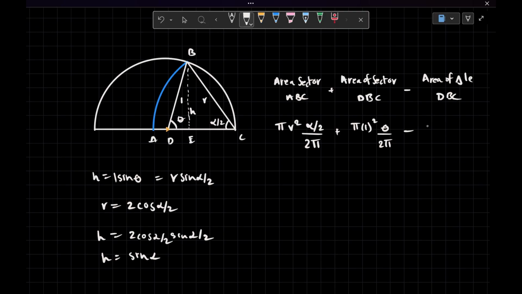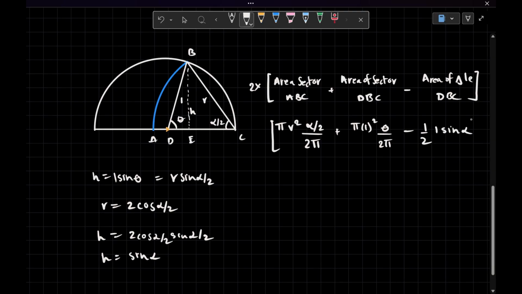So what is the area of the triangle? It's half into base into height, right? Half, and the base is from D to C, which is again the radius of the circle, which is 1, and the height is what we got as sine alpha. Nice. And I forgot to mention here that this area is only the semicircle, and you need to multiply it by 2 to get the full area of the entire field grazed by that blue line.